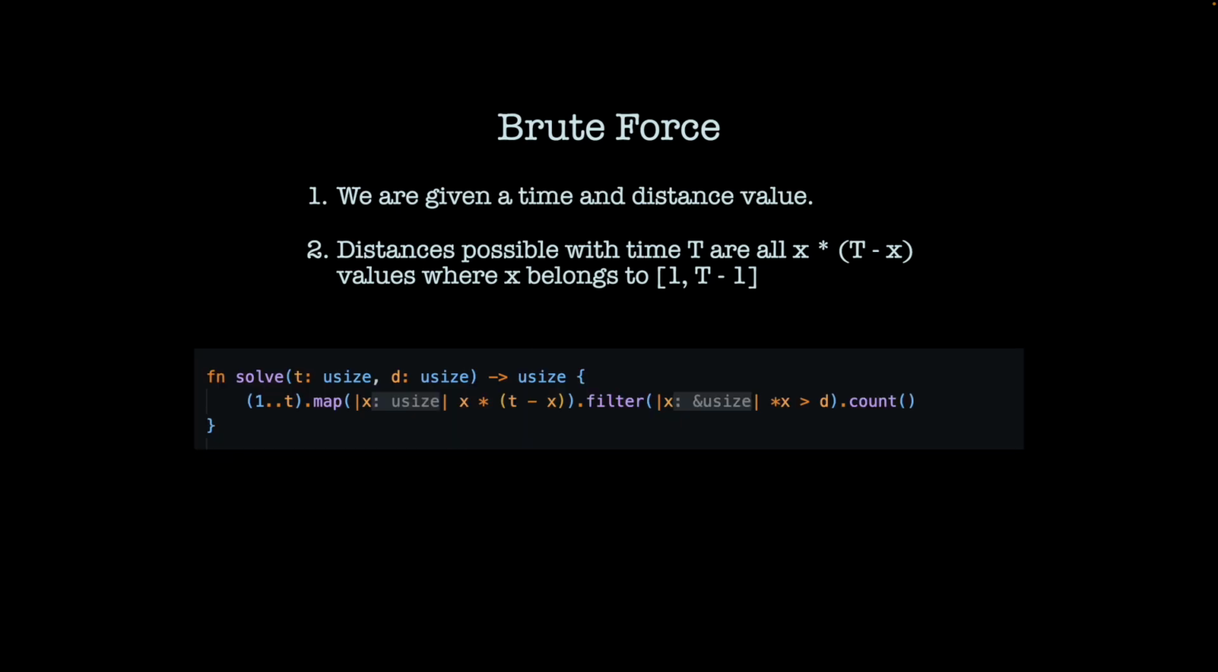And so this is a one-liner in Rust. Essentially the range from 1 to t maps to the function x times (t minus x), and then we filter on all values which are greater than the given distance, and then take the count of that. And that's basically the answer. It runs quite fast for both part 1 and part 2, so no other optimizations need to be done. But we shall look at a couple of methods by which we can arrive at the answer much faster.